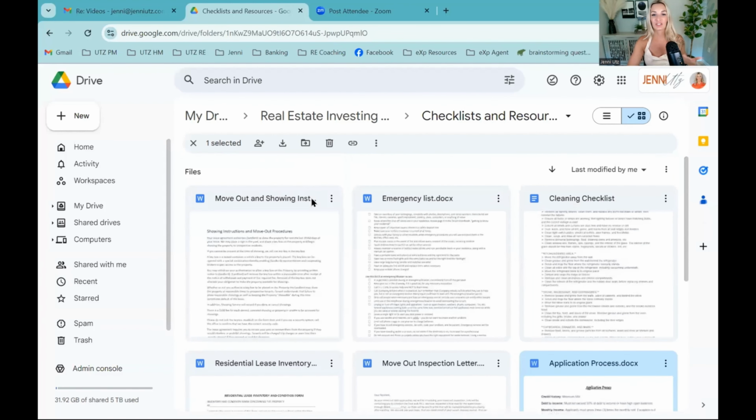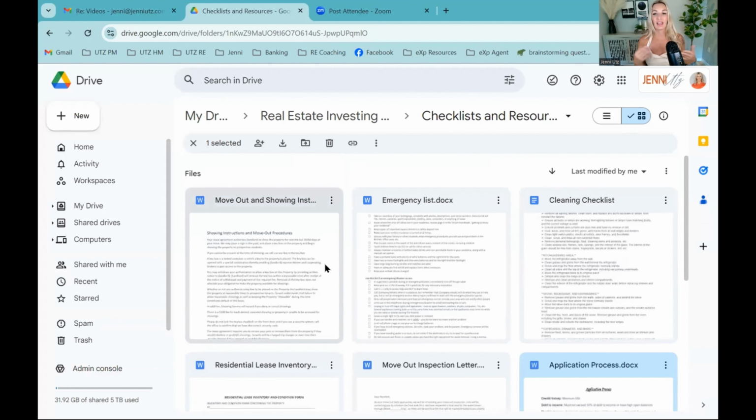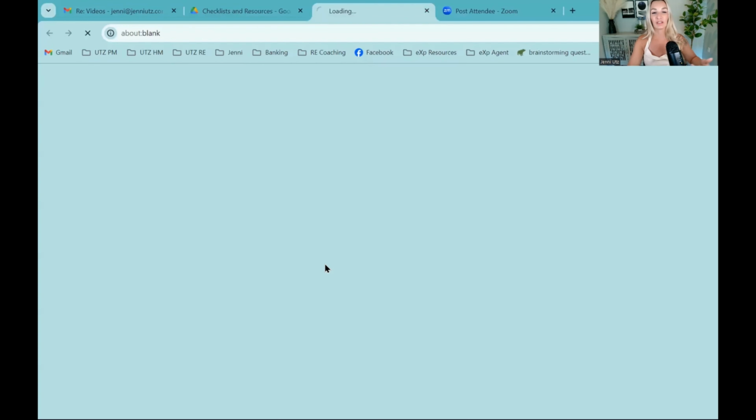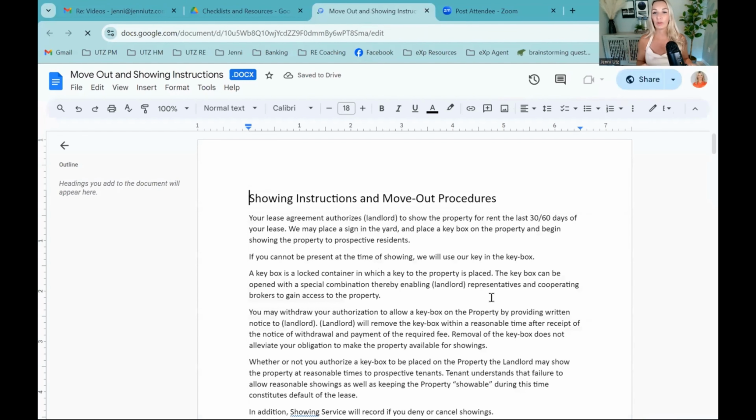Okay. So this is our checklist resource page. And inside this page, we've got several things. You're moving out and showing checklist. We do this if we're going to go ahead and show the property prior to the tenant moving out, which in our lease says that we are able to do. The tenant is required to cooperate with us.